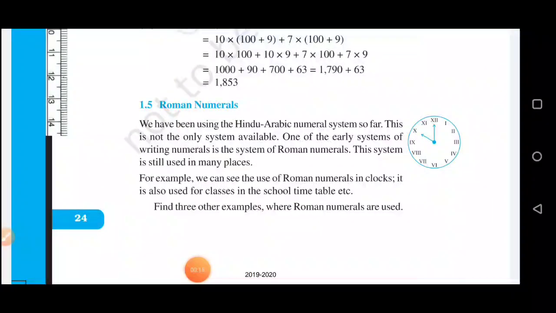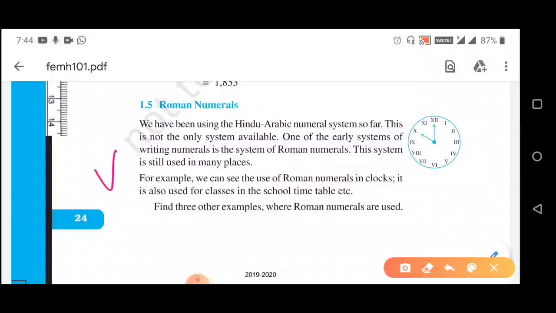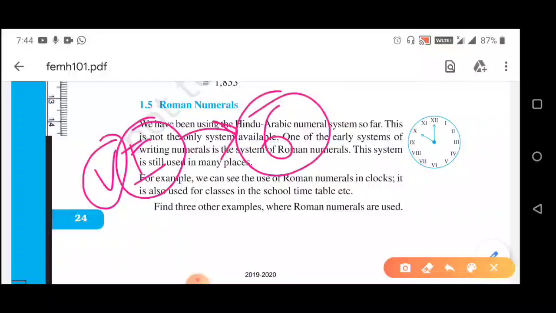We regularly use Roman numerals to write your class. Suppose you are in class 6, so you will write class 6 like this. So this is V and this is I. So this V and I represent 6. In this way, we also see that Roman numerals are also used in clocks.